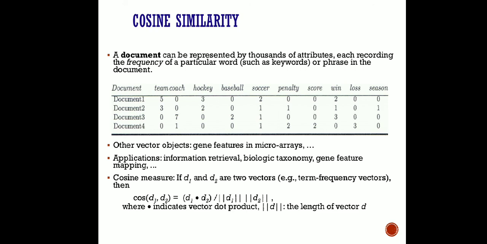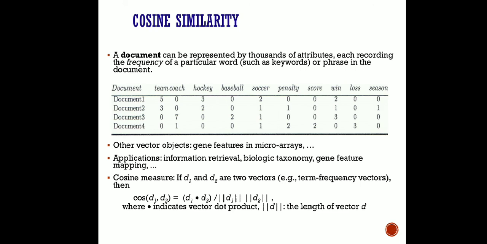Now each line will be treated as a vector, or term frequency vector. If you remember, we have learned the basics of it. So the term frequency vector of D1, or document 1, will be 5, 0, 3, 0, 2, 0, 0, 2, 0, 0, and D2 will be 3, 0, 2, 0, 1, 1, 0, 1, 0, 1. We can see this from the table.